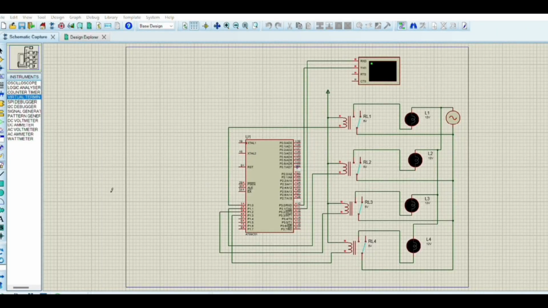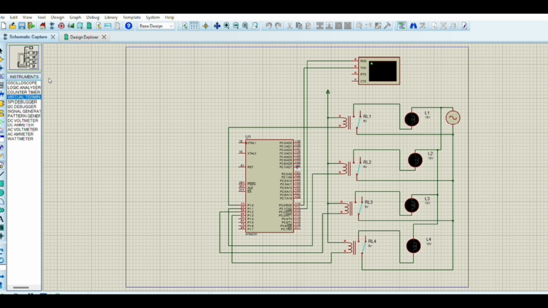Hello everyone, this is a simulation of home automation using an 8051 microcontroller. Here we used components like relays, loads, an alternate source, switches, the 8051 microcontroller and virtual terminals. Now we will see the working of the circuit.